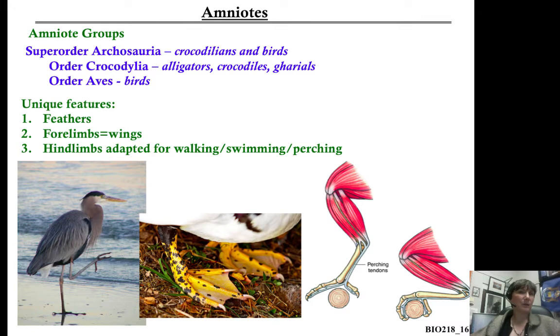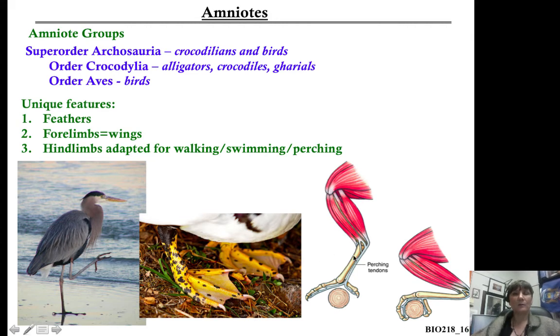Other adaptations that birds have that are unique is that they have hind limbs that are adapted for walking, for swimming, and for perching, unlike other animals. Notice that their knees bend backwards from the direction that ours bend in. And they usually have 3 digits pointing forward on the hind limb and then 2 digits pointing backwards. They're often quite broad, their feet, and they're especially adapted for walking in this case. If they're swimming, if they're waterfowl, they usually have webbed feet that allow them to paddle through the water very efficiently.